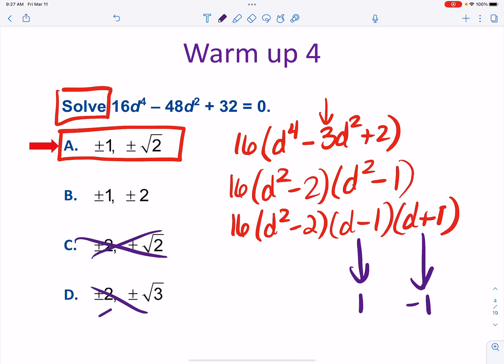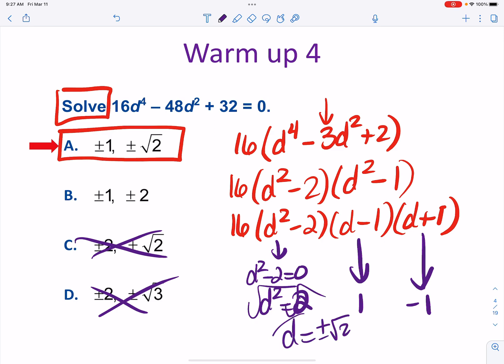So I know it's got to be one of those two. And then I can take this one, since it's missing a b value, set it equal to 0. I would add the 2 and I would square root both sides. So my other answer is plus or minus the square root of 2.